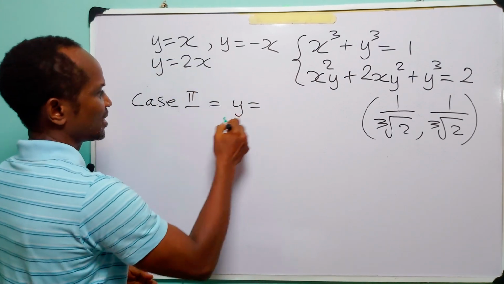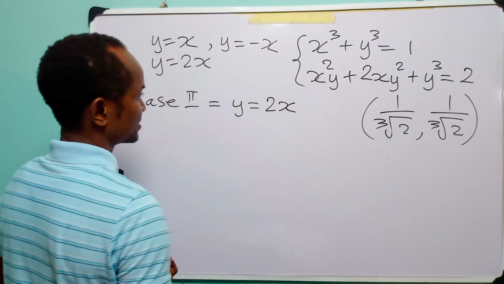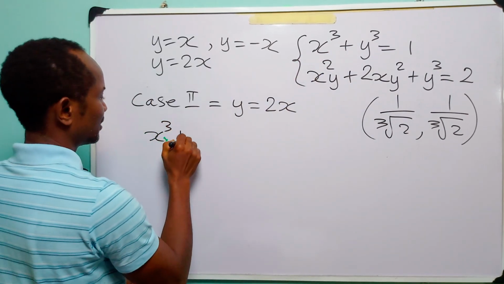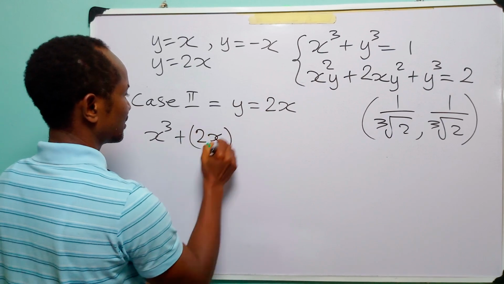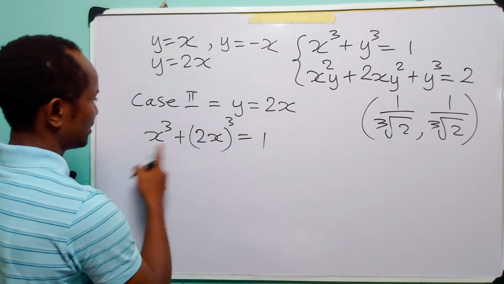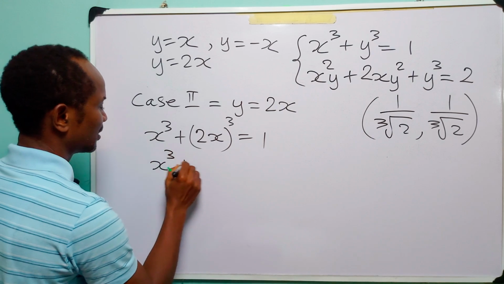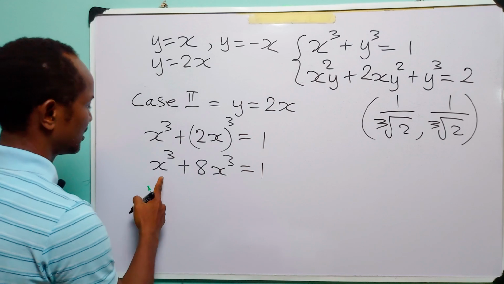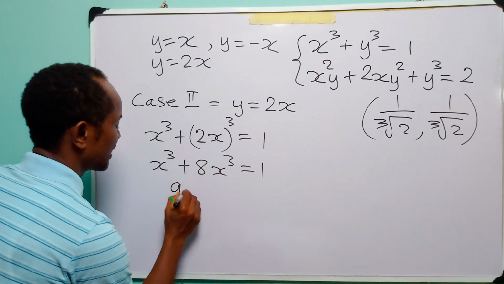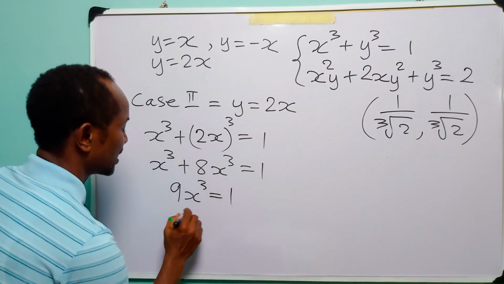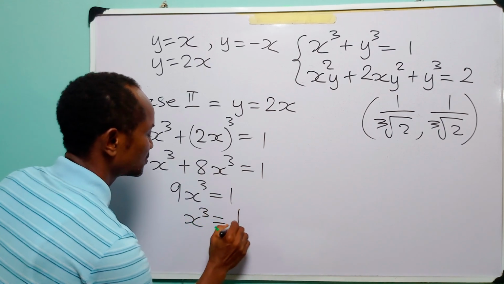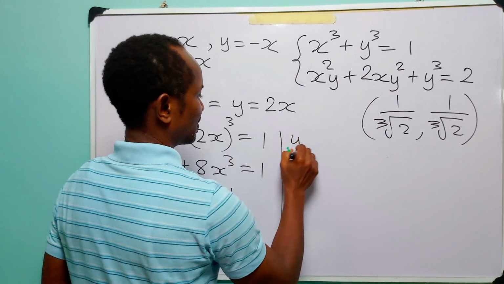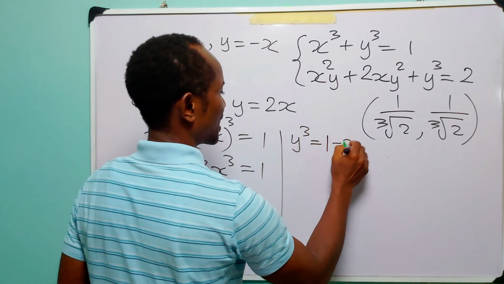Now, in the second case, we have that y is equal to 2x. Once more, substituting into the first equation, we have x cubed plus (2x) cubed is equal to 1. We have x cubed plus 8x cubed is equal to 1. x cubed plus 8x cubed is 9x cubed is equal to 1, and x cubed is equal to 1 over 9. Once more, we go back to this equation, and we have that y cubed is equal to 1 minus x cubed.